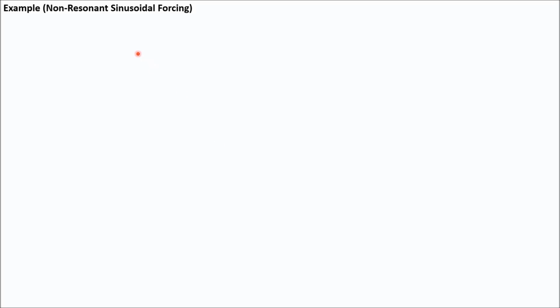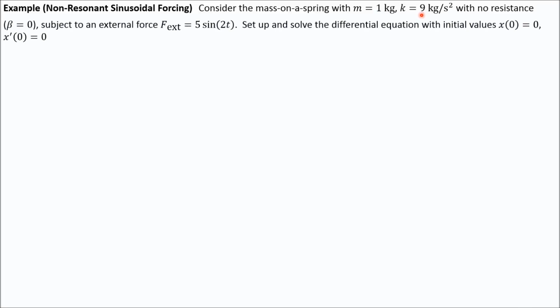Let's talk about resonance now. Before we talk about resonance, however, we need to first talk about an example of what resonance is not. Here's an example of a problem where we do not have resonance. Suppose you have a mass of 1 kilogram on a spring with a spring constant of 9. Let's also suppose the resistance is 0, and let's suppose we subject our mass to an external forcing function of 5 sine 2t. Let's set up and solve the differential equation with the initial values that the object starts at rest, at the equilibrium position.